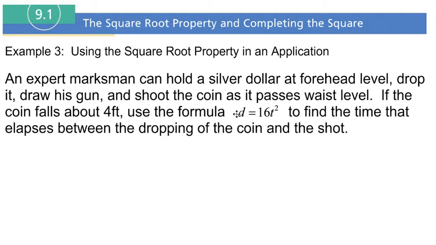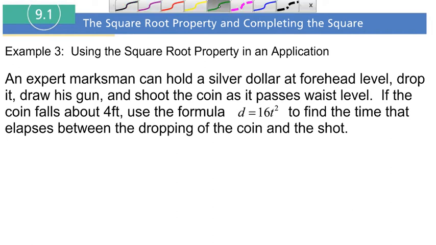time squared. So d is our distance, t is our time. So d equals 16t squared to find the time that elapses between the dropping of the coin and the shot. Okay, so we're given this formula right here. Distance equals 16 times t squared. And it says that if the coin falls at about 4 feet, well, our 4 feet would not be our time, but that would be our distance.